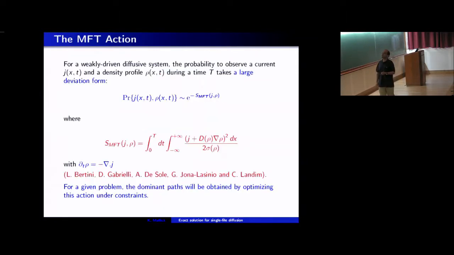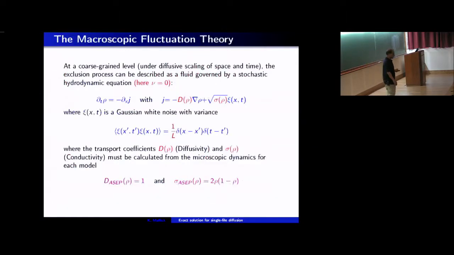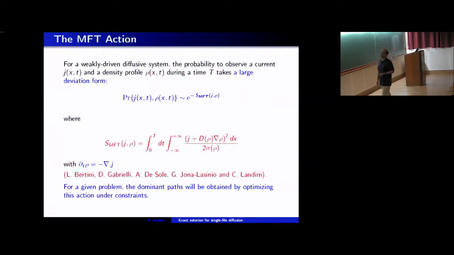Okay, so now that you have this stochastic PDE, you can write a path integral for it. So you can write an action. This is precisely what was done by the group of Giovanni Jona-Lasinio in Rome when they developed this macroscopic fluctuation theory, and they were able to show that the probability distribution of seeing a current profile and a density profile in your system during some amount of time takes a large deviation behavior with an effective action, and the effective action is given by an exact variational formula, which again involves D and σ.